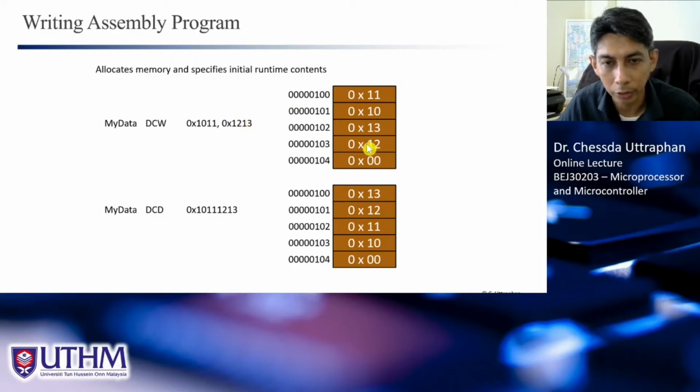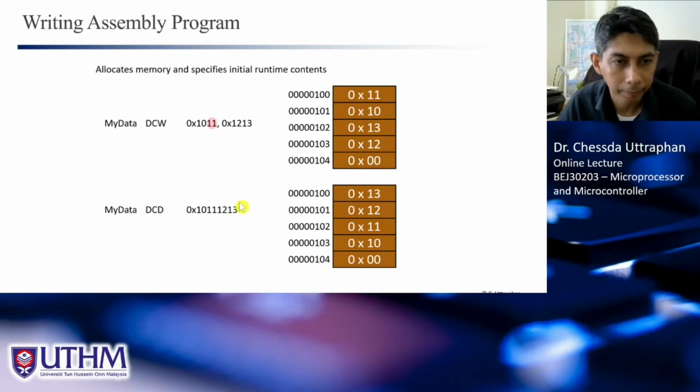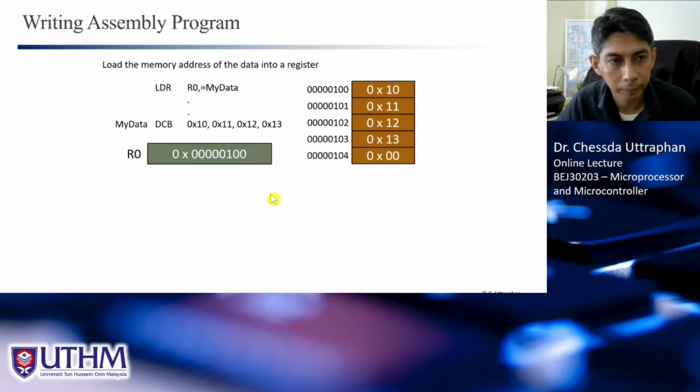So we have 1213. And if we want to store in word size, or 32-bit, this is how, DCD, 1011, 1213. So we will have 13 first in the memory, then 12, 11, 10. Okay, so this is how this is stored in the memory.